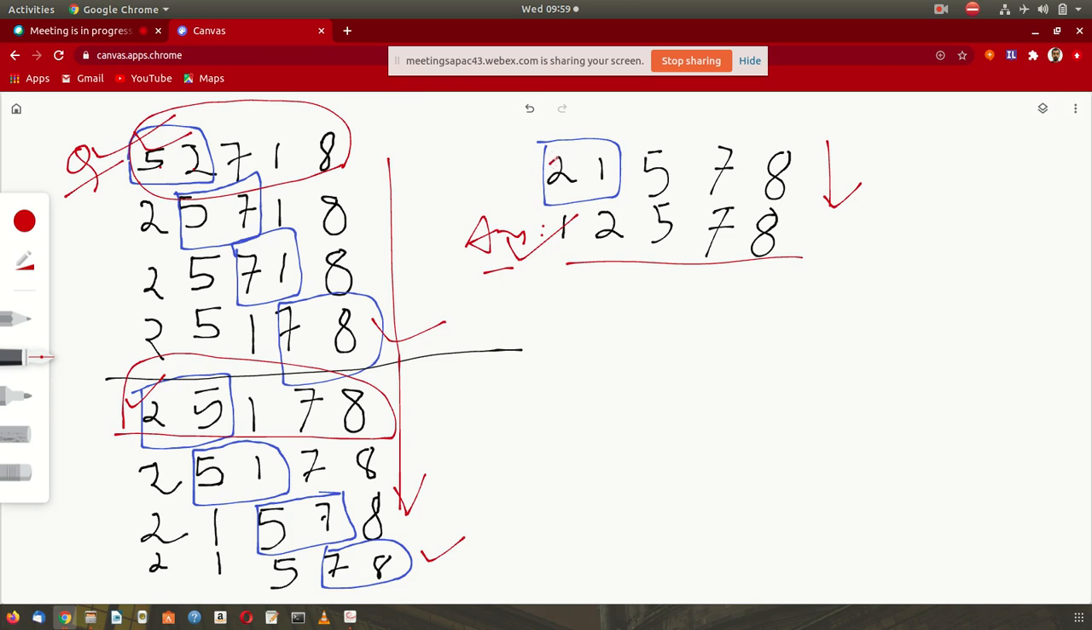So what I do, I again start from the first. So here you see I have started from first. Here I start from 5, I come to 8. After that I see the answer. What do I get as the answer? My answer is here, 25178. But is it the correct answer? It is not the correct answer.